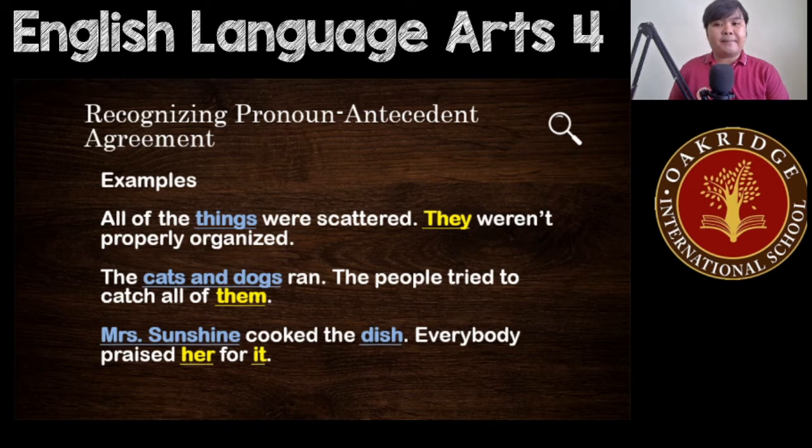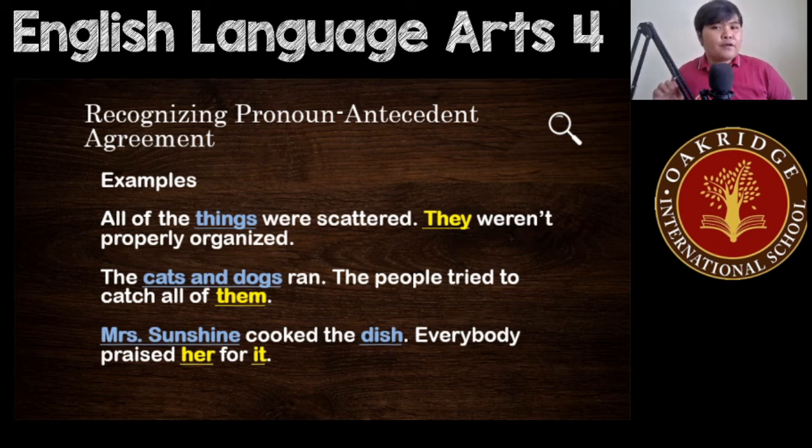Here's another example. The cats and dogs ran. The people tried to catch all of them. Here, again, the underlined pronoun is them, and them replaced cats and dogs. So again, they and them can be used for inanimate objects, things, animals.